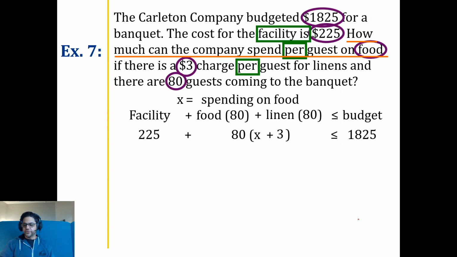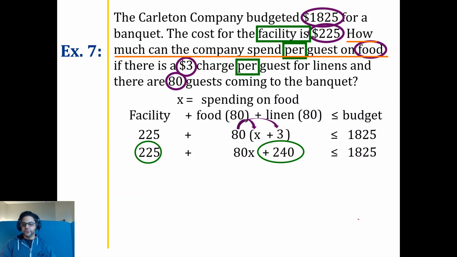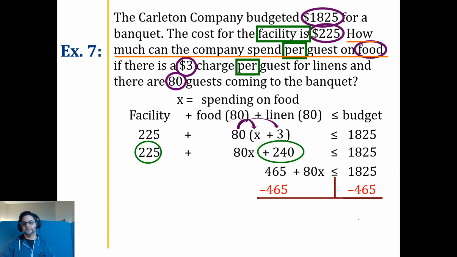All right, going to use my distributive property again and then combine like terms. $225 plus $240. Remember, if I'm going a little too fast, you can pause the video, back it up, whatever you need to. Adding it up, you get $465. You can put the 80x in the front of $465, but it really doesn't matter. Because again, I'm not going to work with the 80x yet. I'm going to work the $465. So let's subtract $465 from both sides. Again, this little vertical segment right here is not really needed, but if you want to use it, you can.